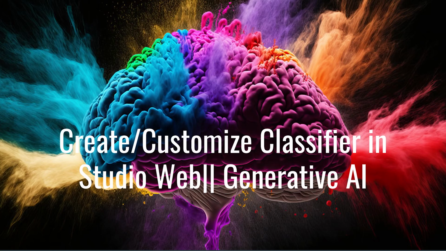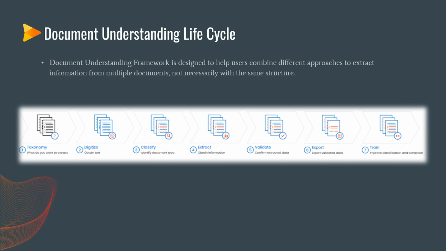In this video, we'll see how to create or customize the classifier for multiple document types in Studio Web. Also, we'll see how to use the generative AI classifier in Studio Web. Before that, let's understand the difference between the document understanding that we're going to do now with the AI classifier in Studio Web and the document understanding that we used to do.